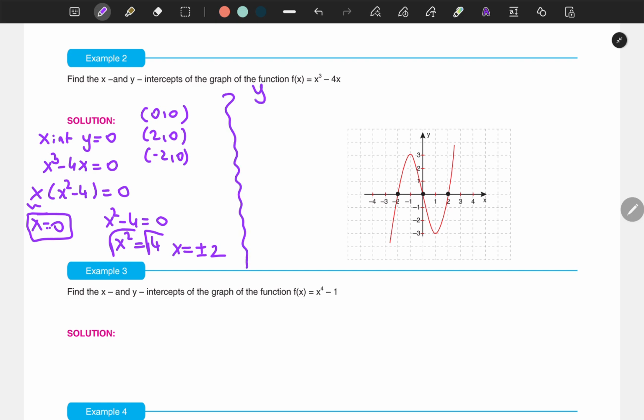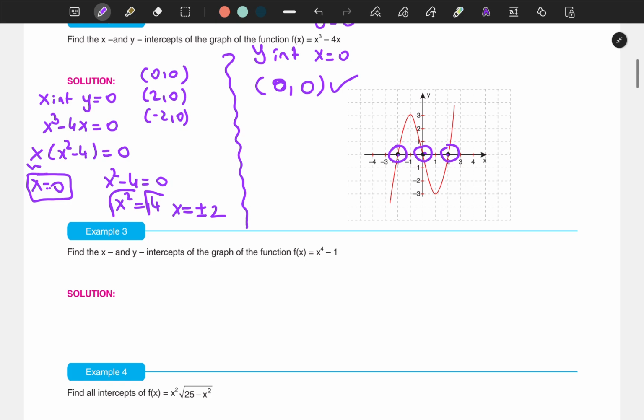Alright, for the y-intercept, x must be equal to 0. Can I replace it? 0 minus 0, isn't it? So if I replace x with 0, I get 0. This is for y-intercept. So let me look at the graph. Totally how many intercepts do we have? 1, 2, 3, because 0 and 0 are common, isn't it? Look at the graph. 1, 2, 3. So totally we have 3 intercepts.